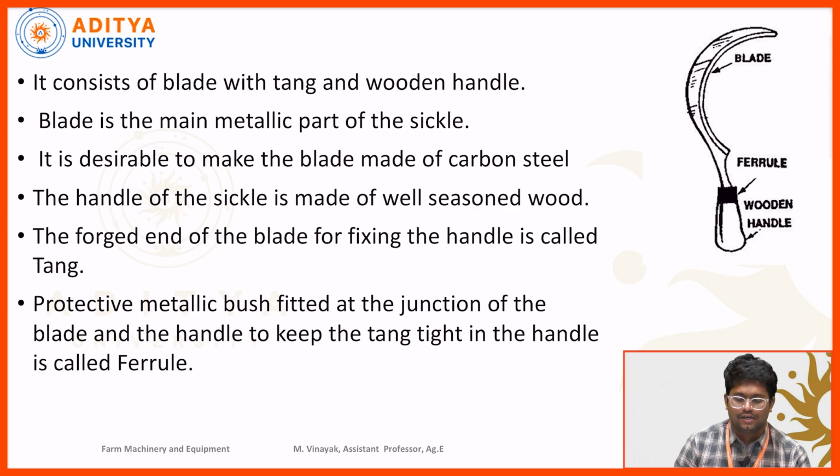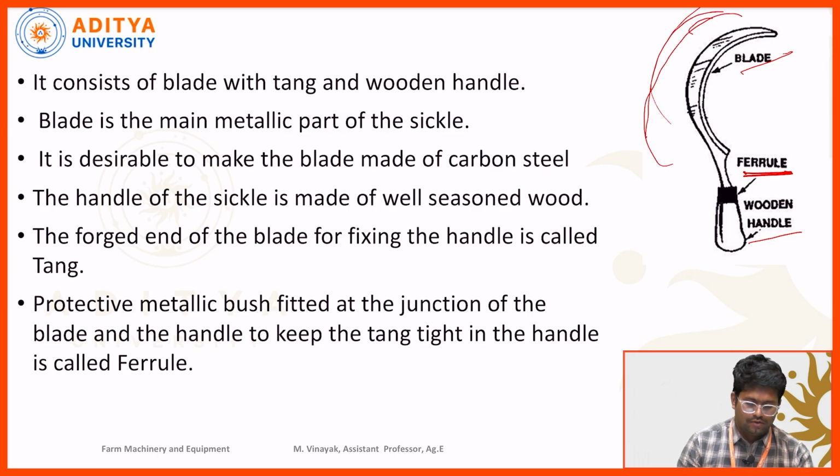Brief information regarding the sickle. Here the blade will be there. This one is a blade. This one is a ferrule for connecting the blade to the wooden handle. This one is a sharp curved blade. This section is the sharp curved blade. So let us look at the theory.